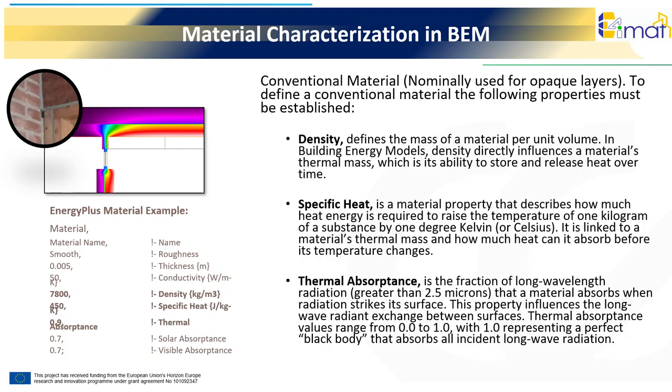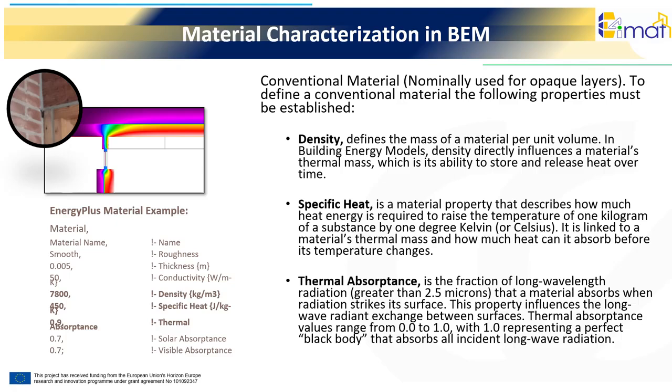Used alongside density and thickness, it helps to determine a material's thermal mass, that is, how much heat a material can absorb before its temperature changes, and how quickly it responds to temperature fluctuations. Thermal absorptance is the fraction of long-wavelength radiation, greater than 2.5 microns, that a material absorbs when radiation strikes its surface. This property influences the long-wave radiant exchange between surfaces, directly affecting both interior and exterior surface heat balances.